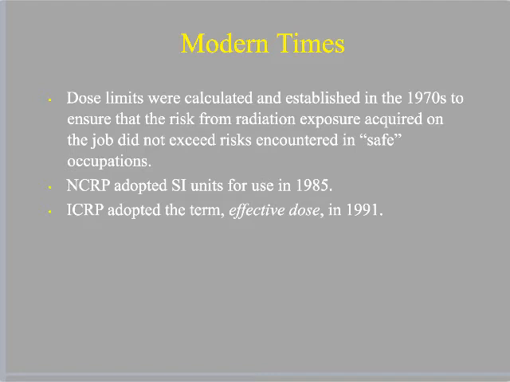The NCRP adopted the SI units for dose in 1985, but they've neglected to tell anyone else, including themselves, and they continue to use the traditional units. And the ICRP adopted the term effective dose in 1991. That became kind of ground zero for the most accurate form of radiation quantification that we have now in terms of interactions with people. The effective dose is now kind of the gold standard. So that was in the 1990s.